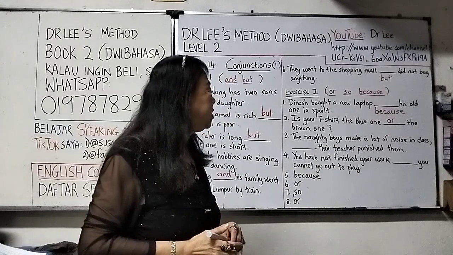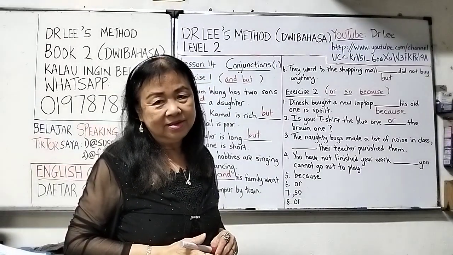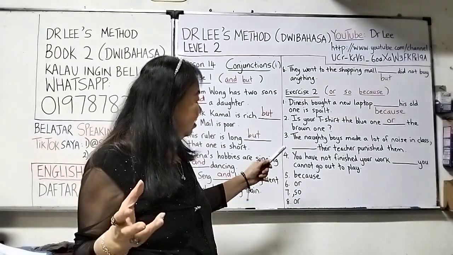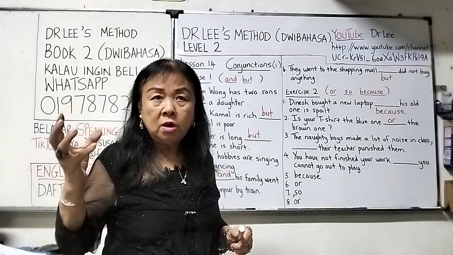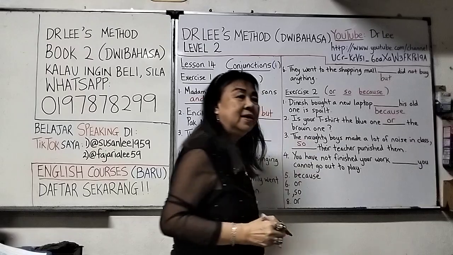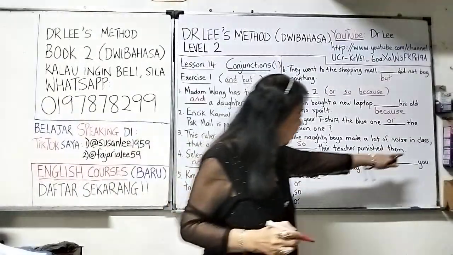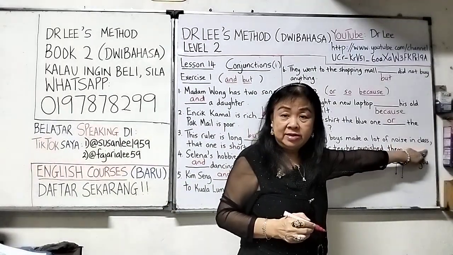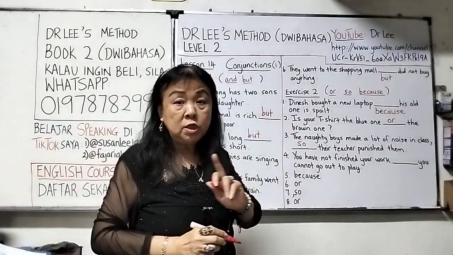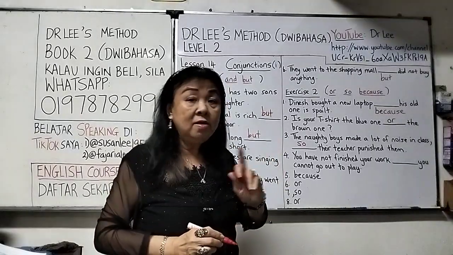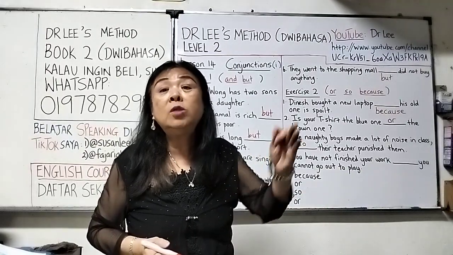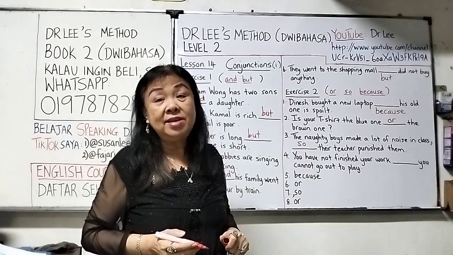The naughty boys made a lot of noise in class. What is the consequence? What is the result? Their teacher punished them. So when you talk about consequence or result, you use so. The effect. Now you notice I put a comma here in red. Comma, so. You have not finished your work. You cannot go out to play. Result. Effect. Consequence. Therefore the answer is so.